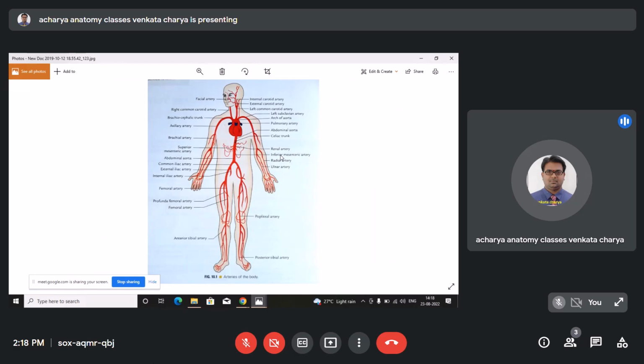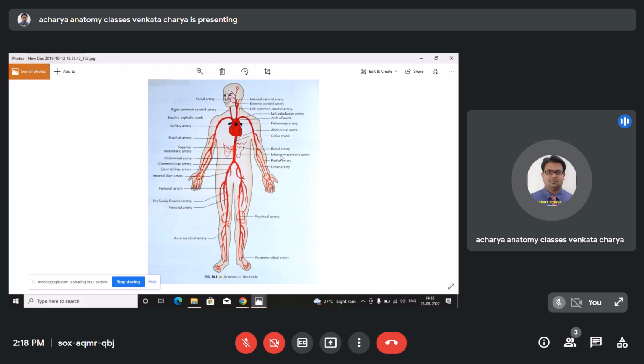This oxygenated blood enters into the left atrium. Whenever the left atrium is filled with blood, there is a valve present between the left atrium and left ventricle. That valve we call the bicuspid valve. Are you getting? What is that valve? Bicuspid valve. Through the bicuspid valve, blood enters into the left ventricle.